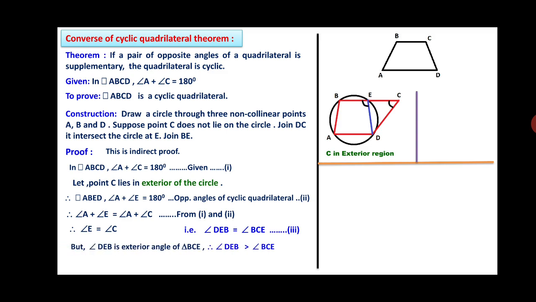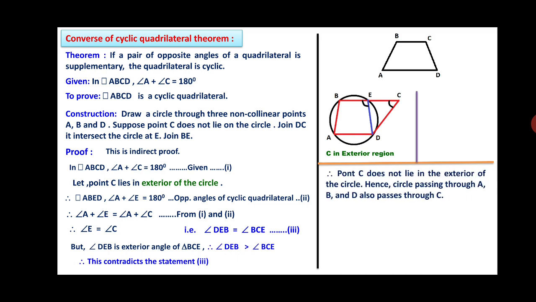But angle DEB is exterior angle of triangle BCE. Therefore, angle DEB must be greater than angle BCE. Therefore, this contradicts the statement 3. Therefore, the point C does not lie in the exterior of the circle. Hence, circle passing through A, B and D also passes through point C.